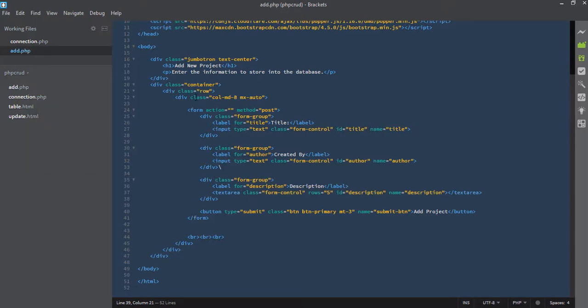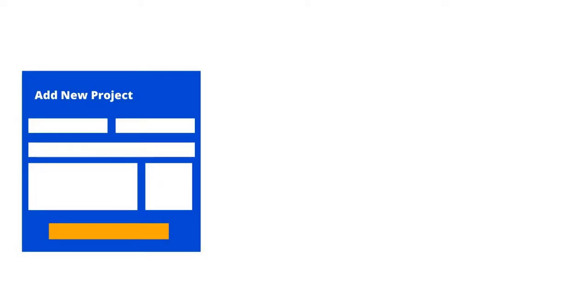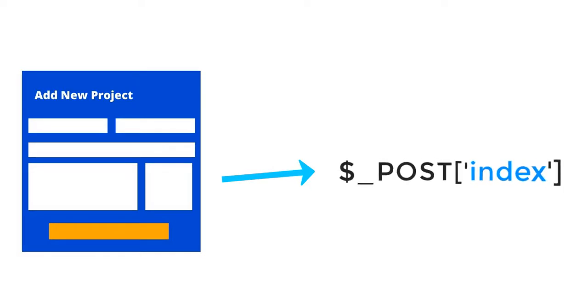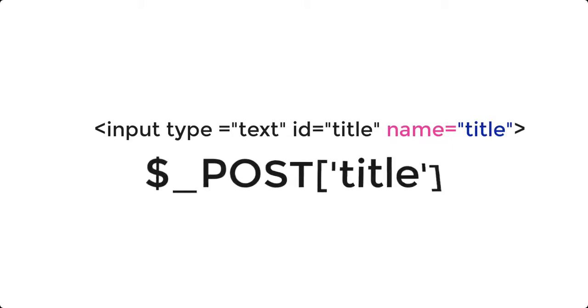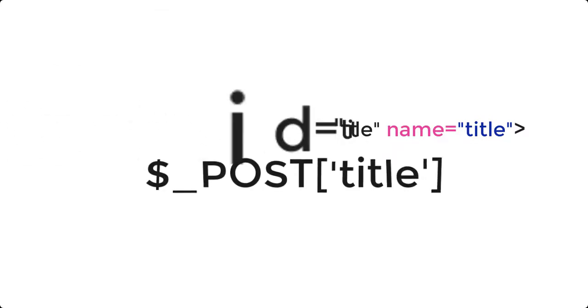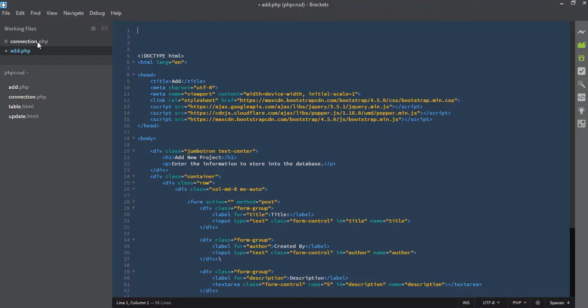Before we start writing the PHP code, let us understand how the form works. When you submit a form, all of your input values are stored into the global POST variable. For example, if this is the input, we can access the value of this input by $_POST['title']. Title is the value of your name attribute. Now let's go back to the editor and start writing the PHP code.